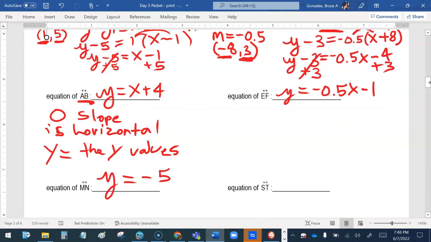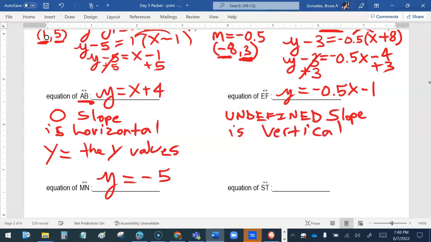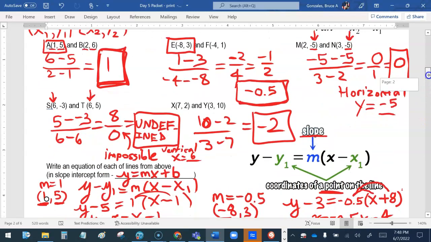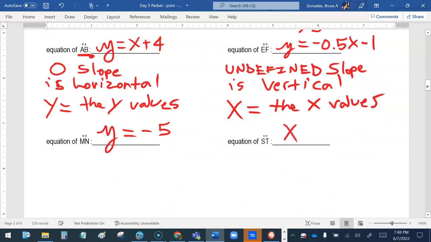So undefined slope is vertical. That's always x equals the x value. So we said it was x equals 6. All right, hope you have both of those. Moving on to the next one.